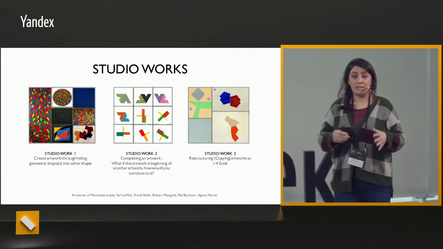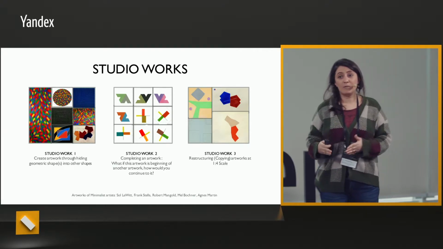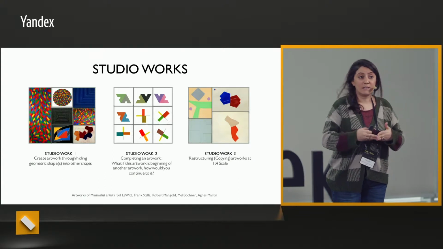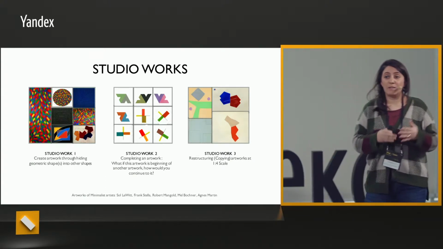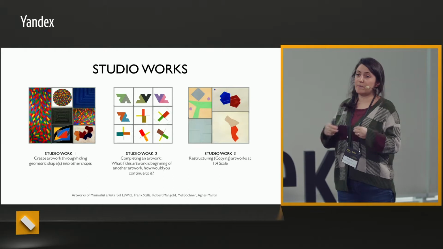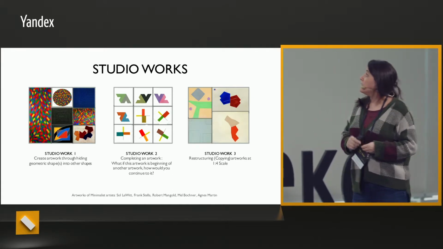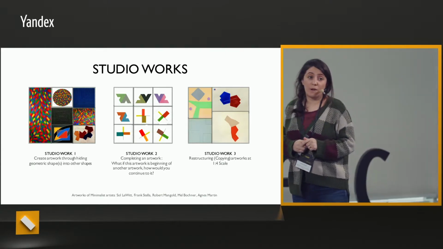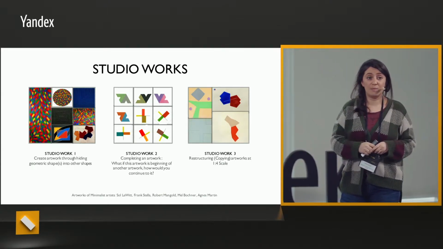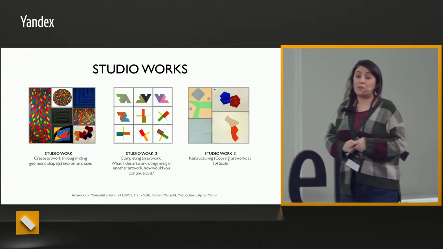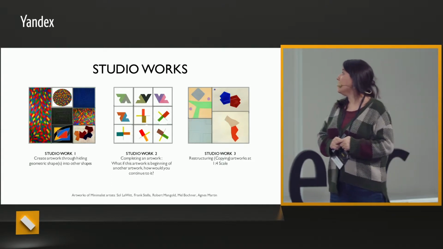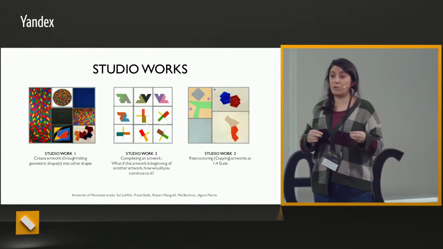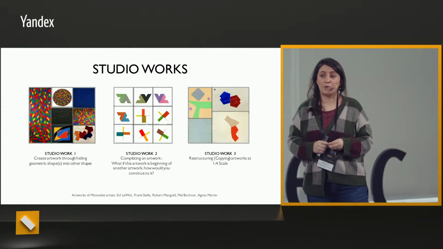On the basis of this studio thinking framework, minimalist artworks and studies on visual spatial thinking, we designed 3 studio works. I will just explain them briefly. In the first artwork, students were asked to observe and identify geometric shapes in the artworks of minimalist artists. And then they were asked to create artwork through hiding shapes into other shapes, like these artworks.